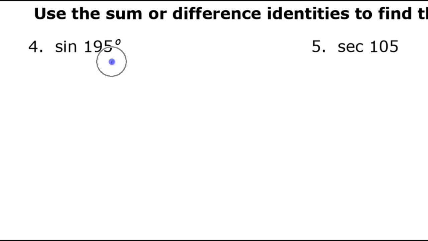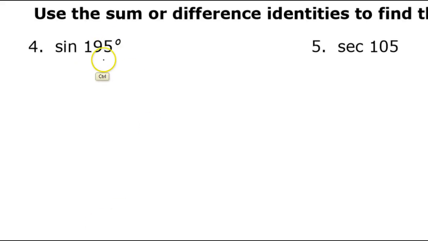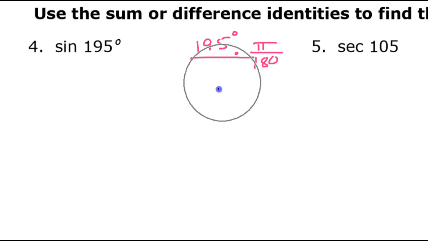However, one strategy is to convert this over to radians so that I can use the pi over 4, pi over 6, and pi over 3. And that's the strategy I'm going to use for this particular problem. So if I want to convert 195 degrees into radians, I need to multiply by pi over 180. So basically I need to reduce 195 over 180. Clearly both of these are divisible by 5.